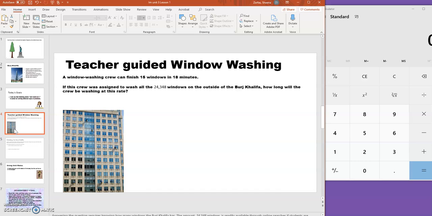A window washing crew can finish 15 windows in 18 minutes. If this crew is assigned to wash all 24,348 windows on the outside of the Burj Khalifa, how long will it take them?